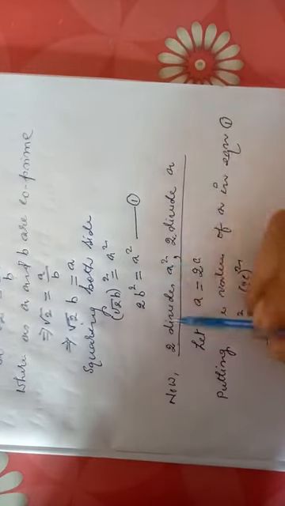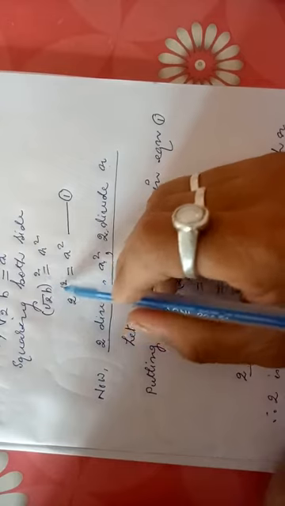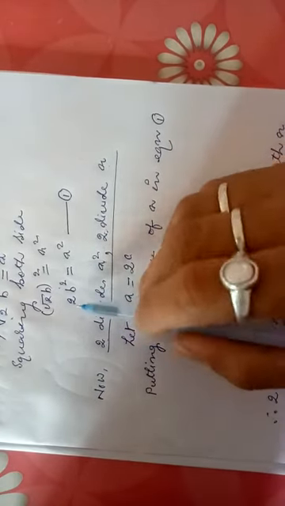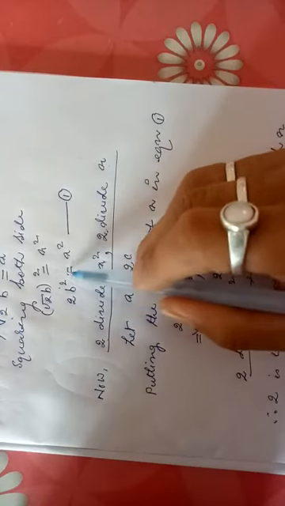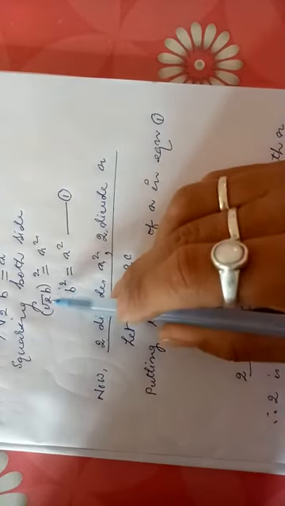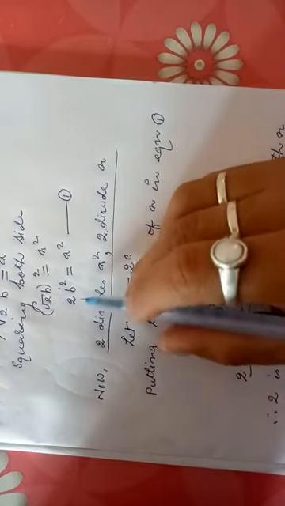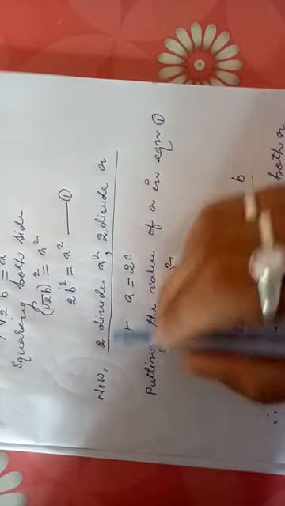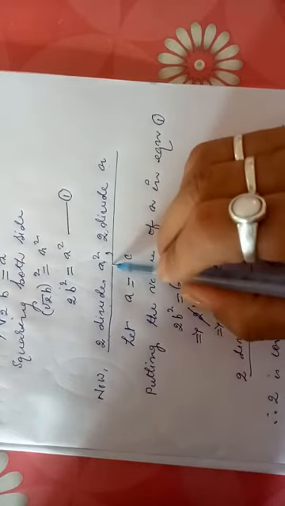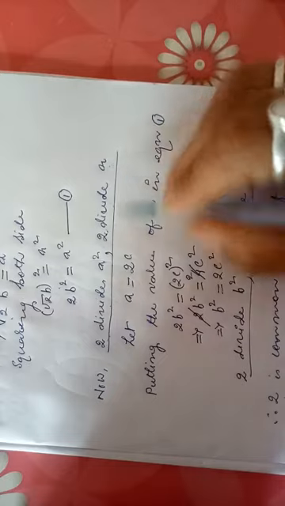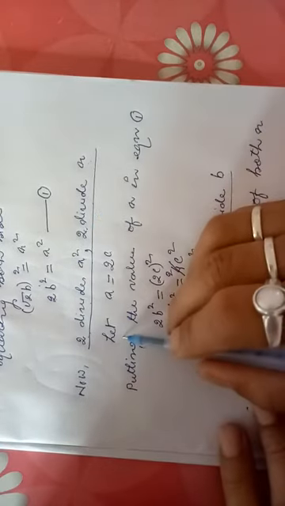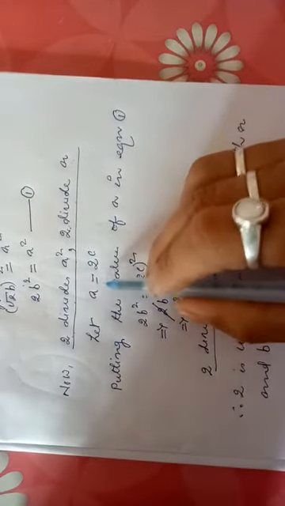Then squaring both sides, we get (root 2 b) whole square equals a square. After squaring we get 2b square equal to a square, because square of root 2 is 2 only. So we get a relation. From this relation we get 2 divides a square, that means 2 divides a. Now we write this from the above theorem we discussed earlier.